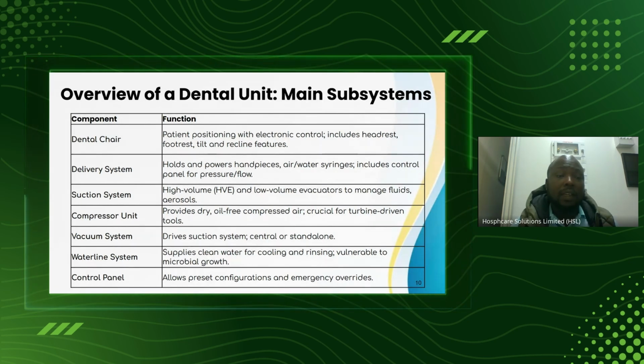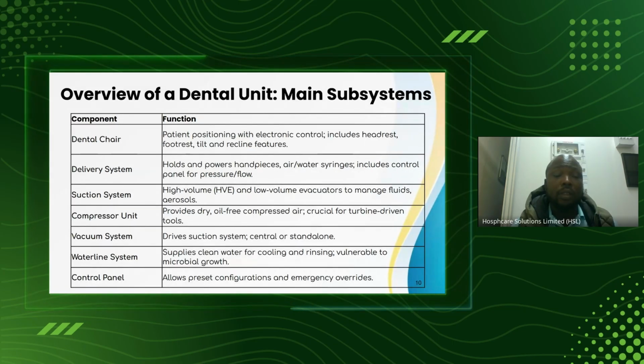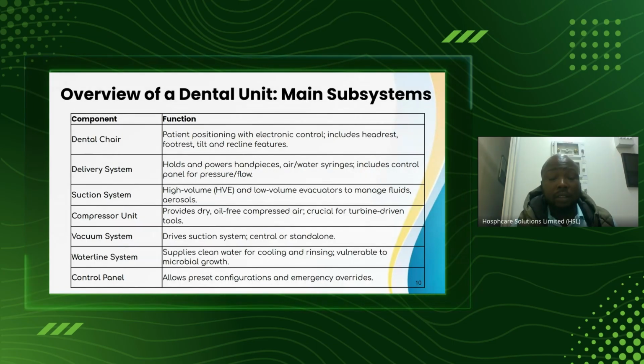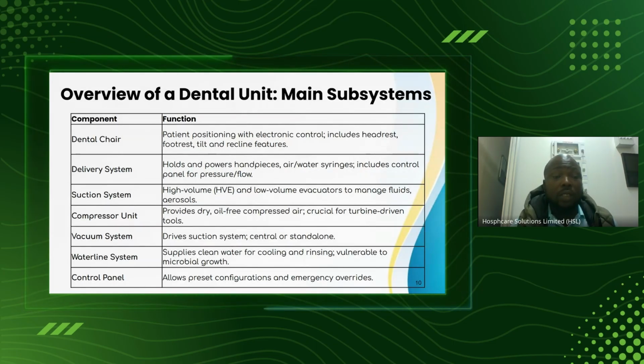Then we have the water line. Normally we have a provision of a bottle inside the unit where we can fill in clean water. Remember, this water goes directly to the patient's mouth. It's very important in infection control. So the water should be clean and less acidic, for the maintenance of the tubings and the cartridge, and also for the safety of the patient.